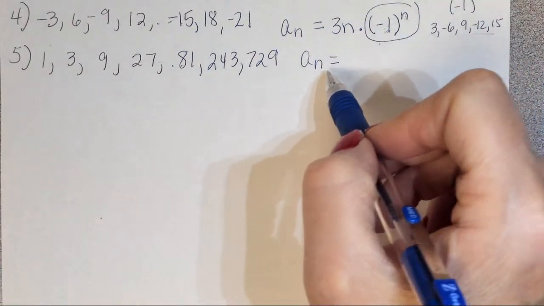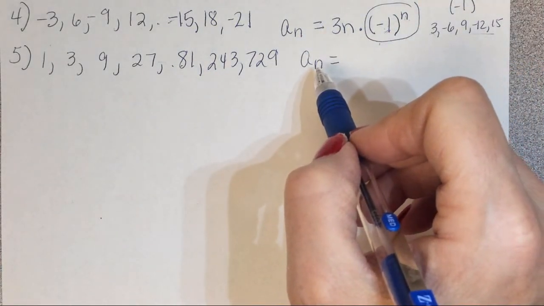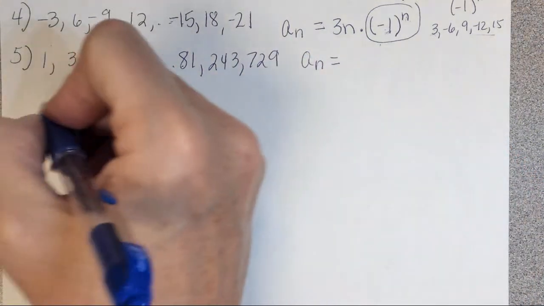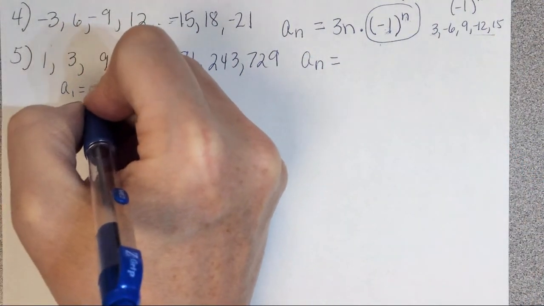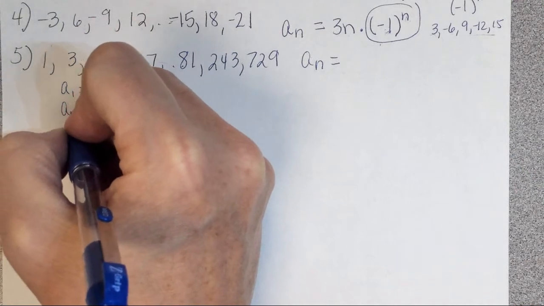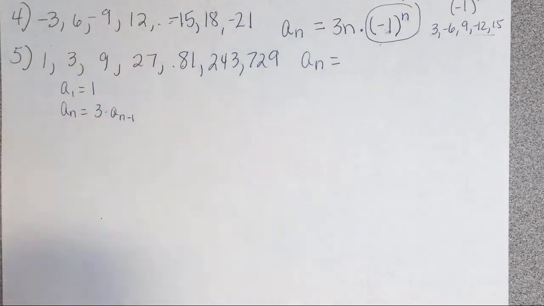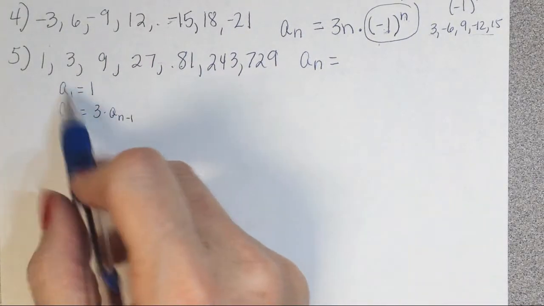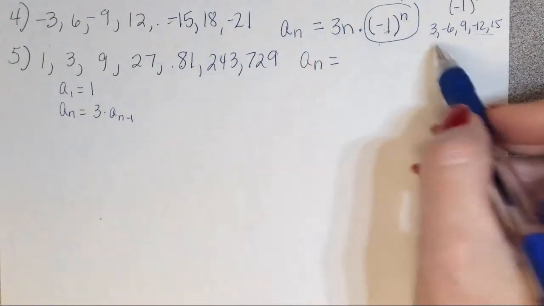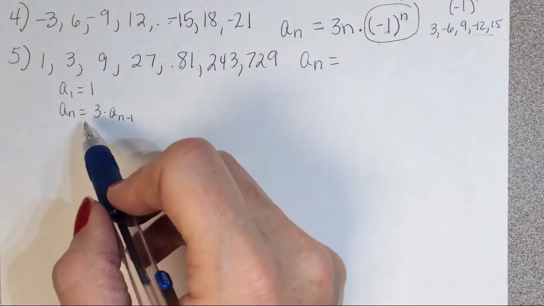You can't do that. You're getting onto something called a recursive function that we're going to talk about later. You actually could do that. If you said a sub 1 is 1 and you said a sub n is going to be 3 times a sub n minus 1, that would work. But we're really not doing that yet. We're doing what's called explicit, and this is called recursive.